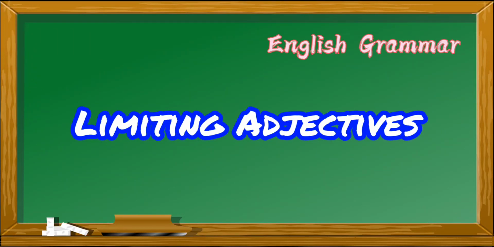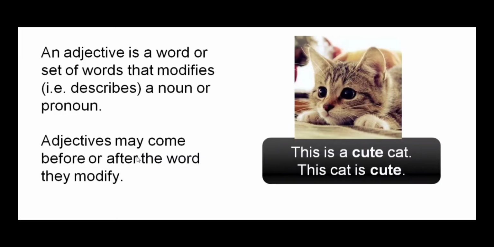Welcome to this tutorial. Today we're going to talk about limiting adjectives. Let's get started. An adjective is a word or set of words that modifies, in other words, describes a noun or pronoun. Remember that adjectives may come before or after the word they modify.